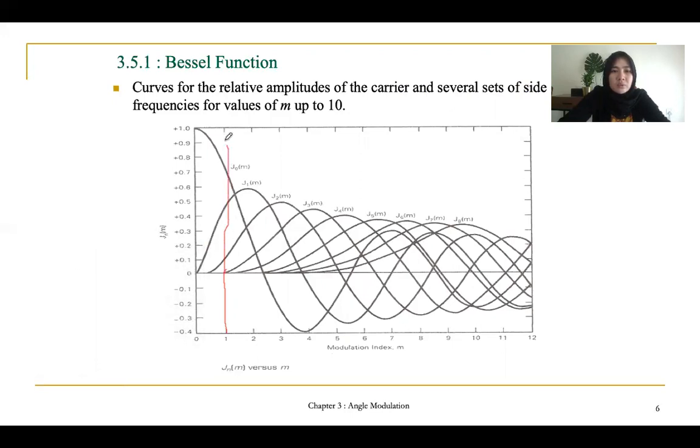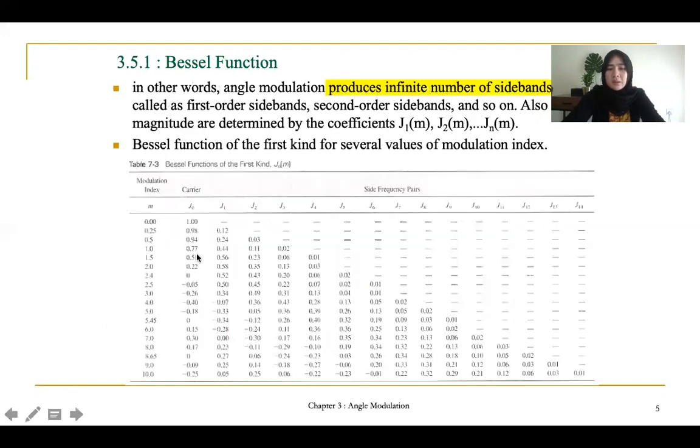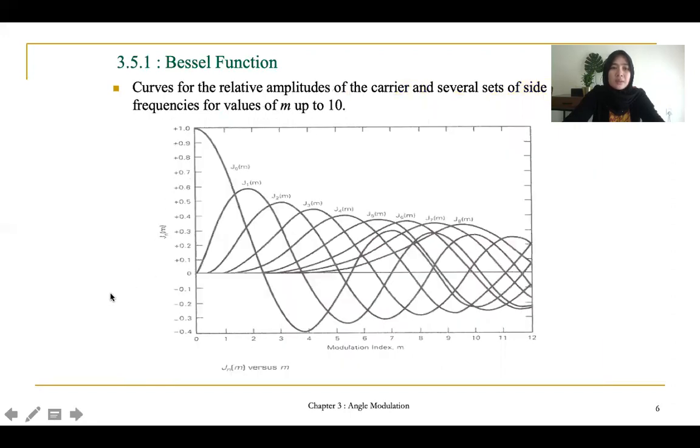For m equals 1, just draw the line, and you can know the amplitude or the value for J0 and also for J1, J2, and up until Jn, for m equals 1. But using this curve is not that accurate as compared to the Bessel table, because from the Bessel table you can get the exact value. The Bessel curve is more like an estimation.